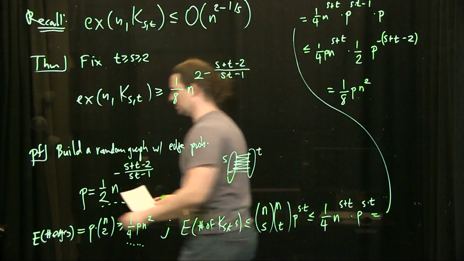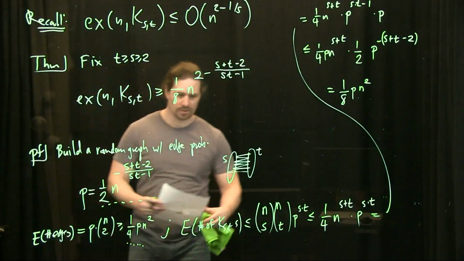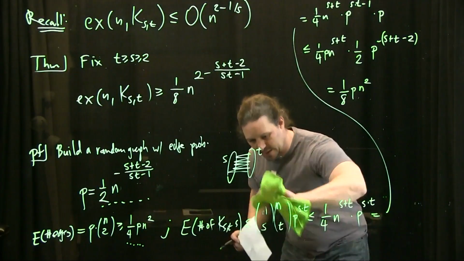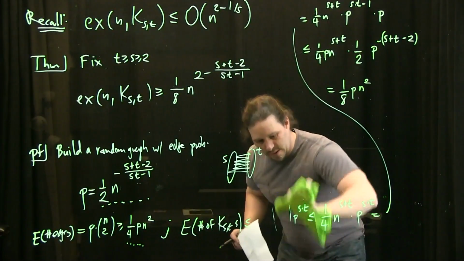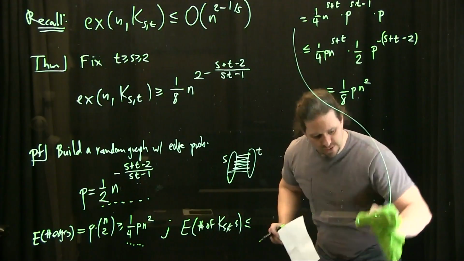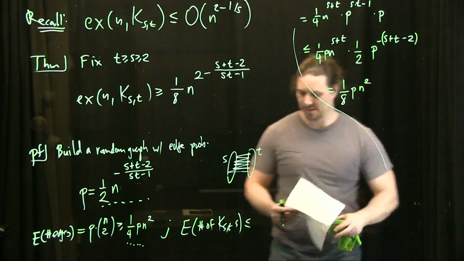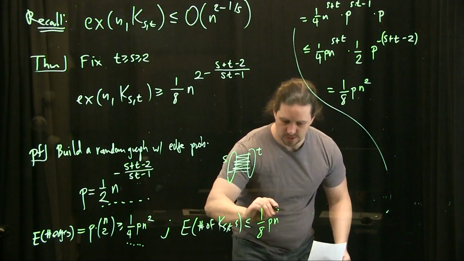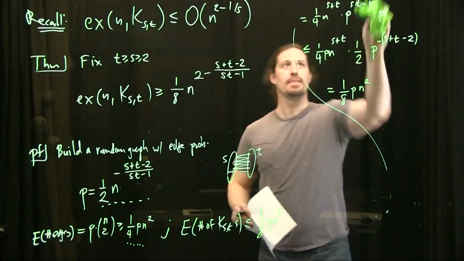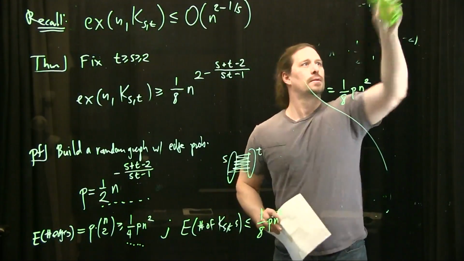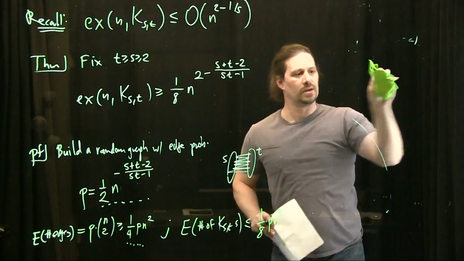Let me erase here, and then we'll use these. So I want to keep these two expectations because they're handy. So I'm going to erase this guy here. It's slightly harder than I expected. So this is at most 1/8 p n squared. Okay. And the proof's almost done here.